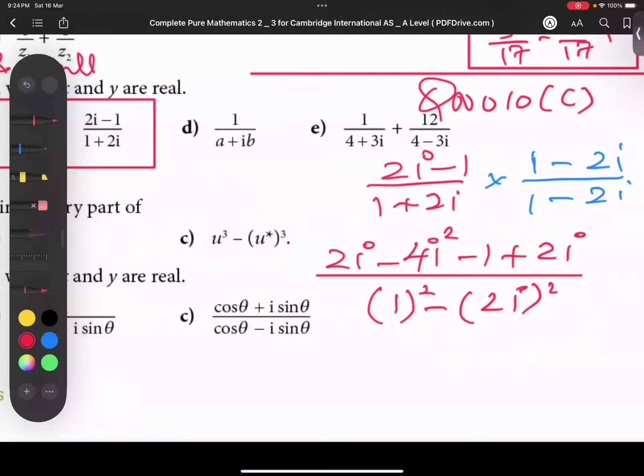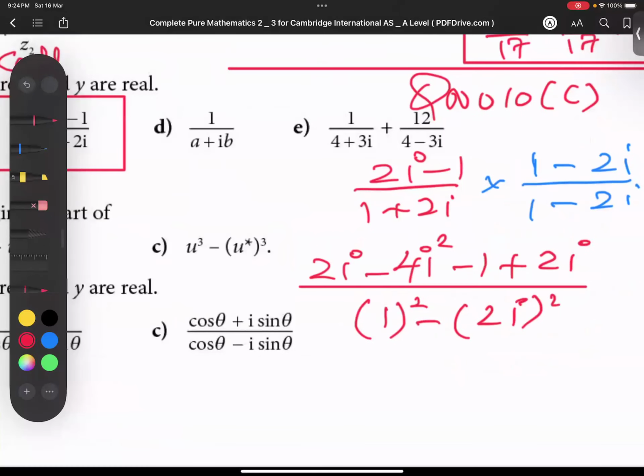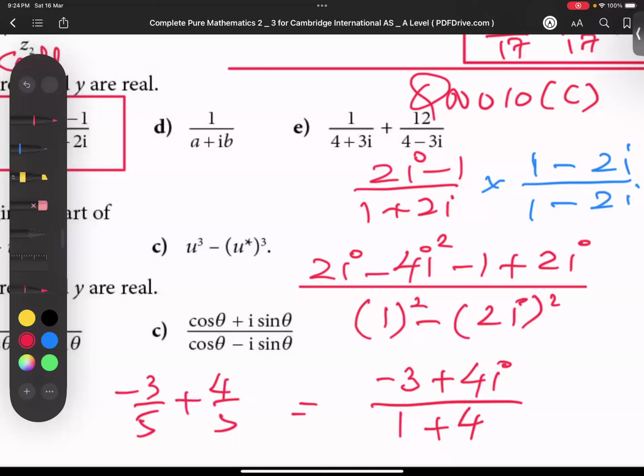So what I can say here, this is 2 plus 2, I get 4 iota. This is a negative 1, negative plus 4. So out of 4, 1 is gone, so negative 3. Negative 3 plus 4 iota. And 1 square, and square of 2 gives you 4, and square of iota minus 1. So this is minus 4 and plus 4. So ultimately, I get minus 3 over 5 and plus 4 over 5 iota.